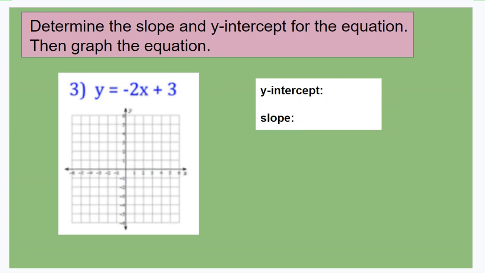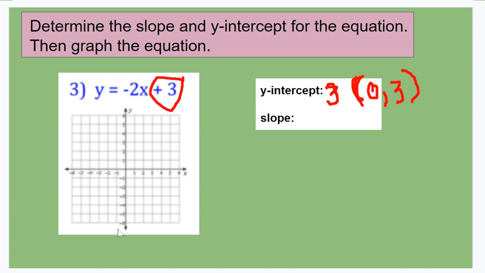Example 3. y equals negative 2x plus 3. All right, let's start with our y-intercept. Remember, that's always your b, so it's after x. So positive 3. Let's write the ordered pair. These are parentheses. (0, 3) is our ordered pair for our y-intercept.